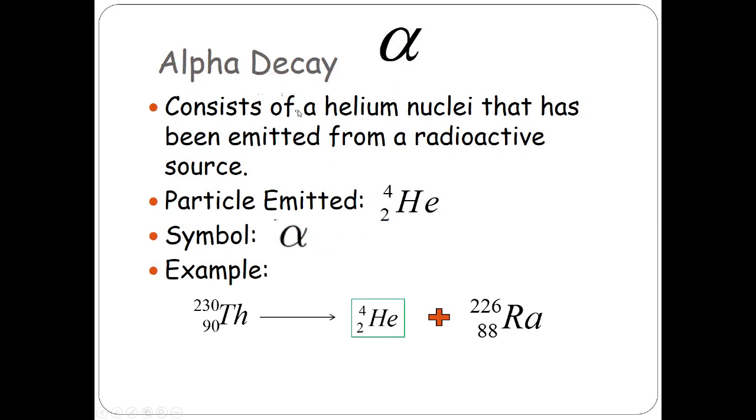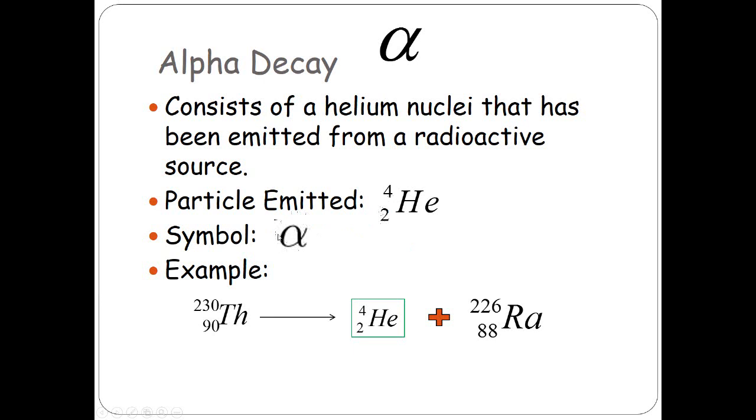And so an alpha particle is simply a helium nucleus that is emitted. And it's a helium nucleus because it has a mass number of 4 and an atomic number of 2. So it contains 4 total mass particles. It's got 2 protons and 2 neutrons. If you subtract, you can get 2 neutrons. The symbol is simply the letter alpha.